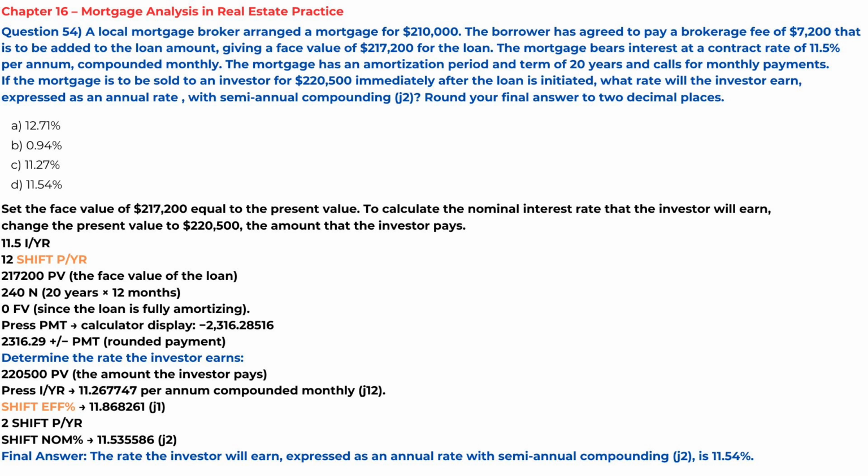Determine the rate the investor earns. $220,500 PV, the amount the investor pays. Press I/YR, calculator displays negative 11.267747 per annum compounded monthly, J12. Shift effective, calculator displays 11.868261, which is J1 equals 11.868261. 2, Shift P/YR. Shift NOM, calculator displays 11.53586, that is J2 equals 11.53586. Final answer: the rate the investor will earn, expressed as an annual rate with semi-annual compounding, J2, is 11.54%.